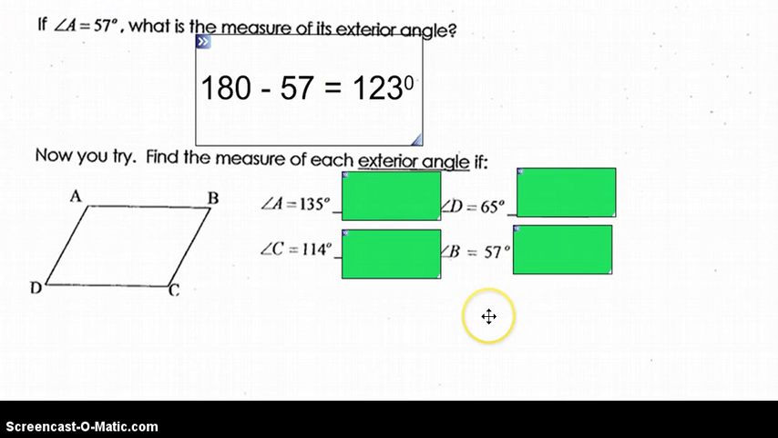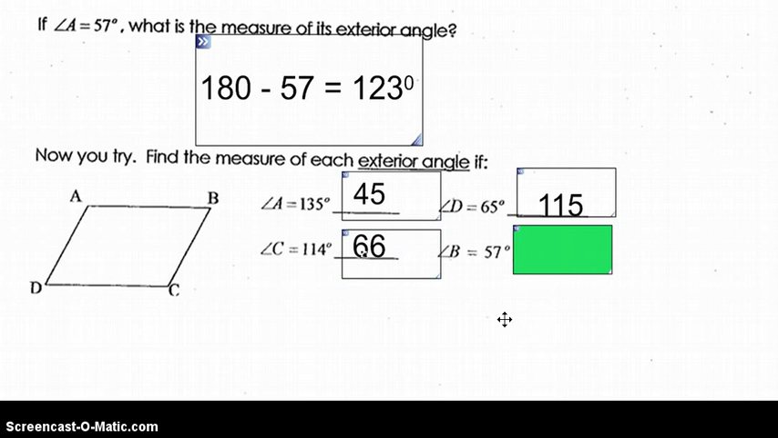Now I want you to find the exterior angles for all four of the angles in this parallelogram. Press pause and then press play to check your answers. The exterior angle to angle A, which is 135 degrees, would be 45 degrees. The exterior angle for angle D is 115 degrees. The exterior angle for angle C is 66 degrees. And the exterior angle for angle B is 123 degrees.